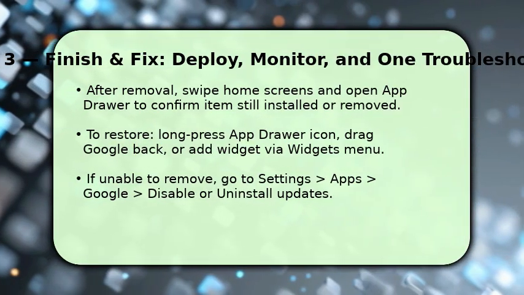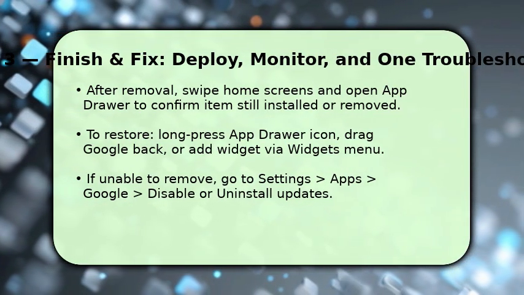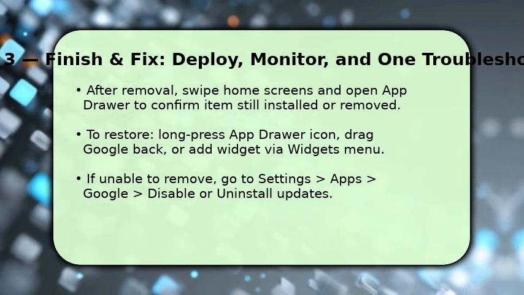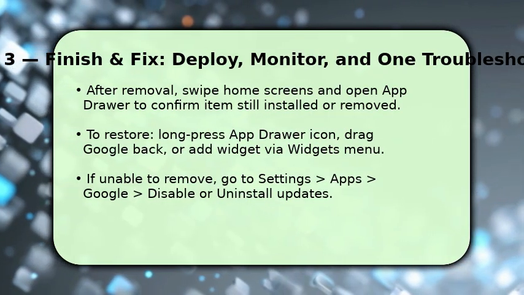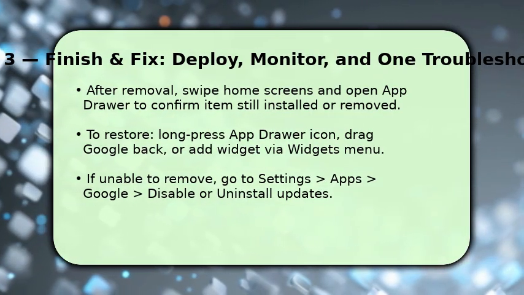Swipe through home screens and open the app drawer to verify the Google app remains installed or that the widget is gone. If you want it back, long press the app in the drawer and drag it to home, or add the Google widget from widgets.